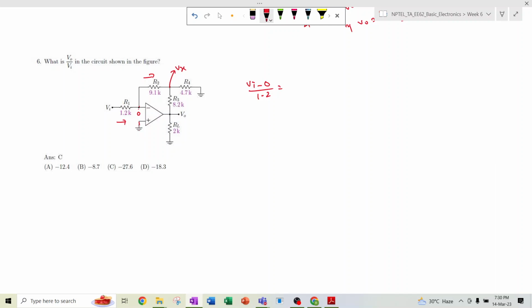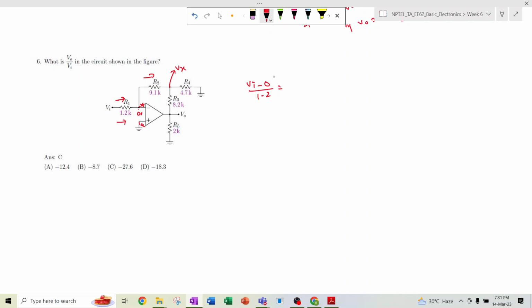So virtual short means whatever the V plus is there, that should be in the V minus. And this plus terminal is already connected to the real ground. So this minus terminal will also be close to the ground. That means close to the 0 volt, but not actually ground, but we can consider it as ground. So this is known as the virtual ground. So now this is 0 volt. So basically the current flowing through this is Vi minus 0 divided by 1.2, and the entire current will flow through this terminal, because in the op amp there should not be flow of current.